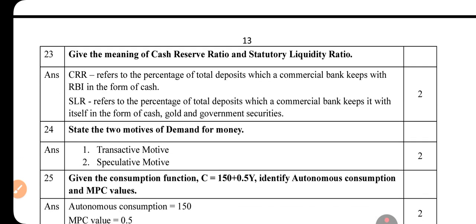Then give the meaning of cash reserve ratio and statutory liquidity ratio. CRR refers to the percentage of total deposits which a commercial bank keeps with RBI in the form of cash. This is the guidance of RBI to commercial banks to reduce the money supply in the economy, the credit creation. So these two are important for credit control.